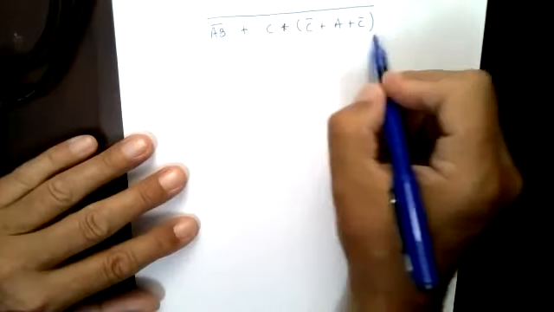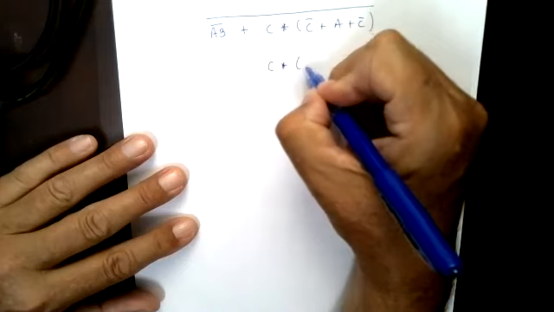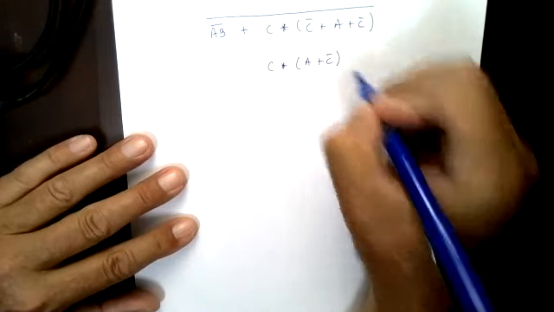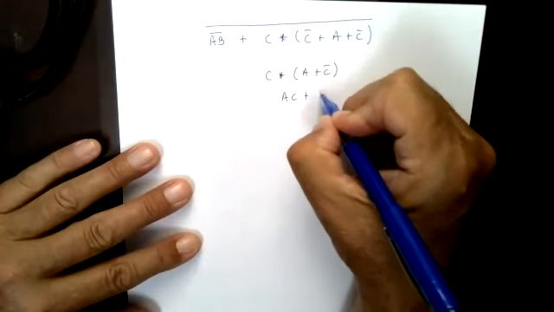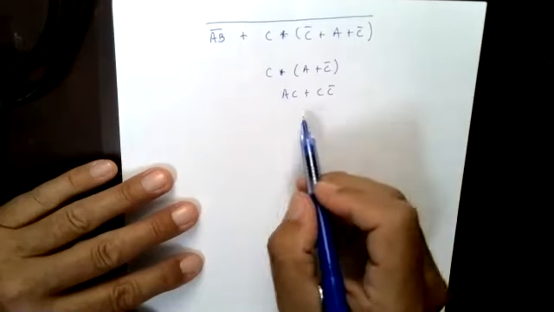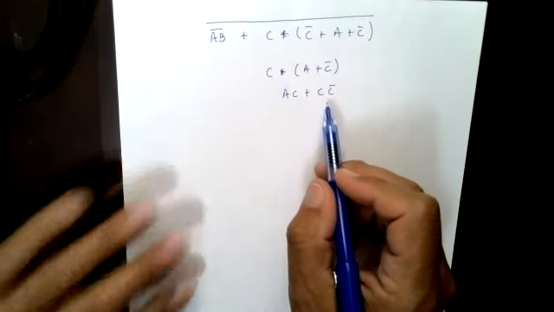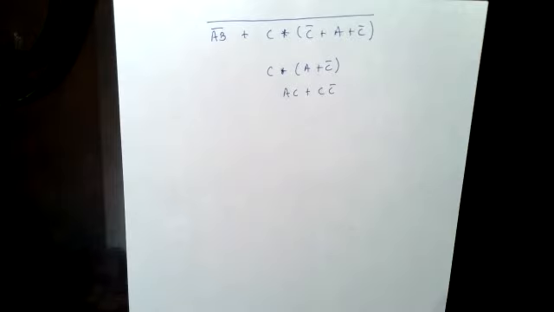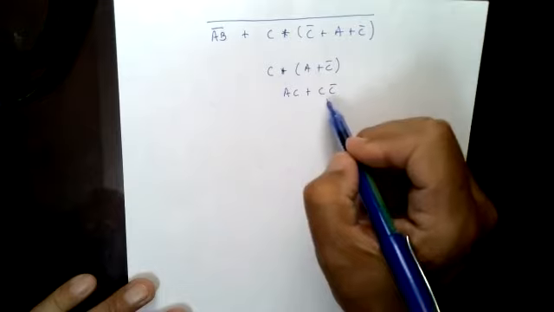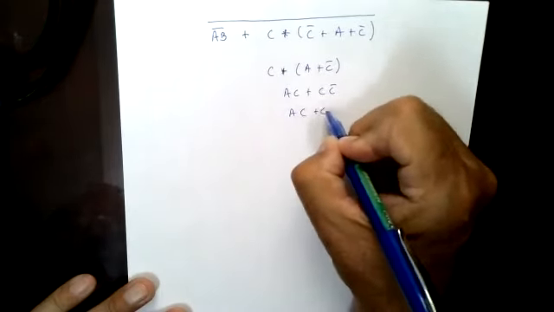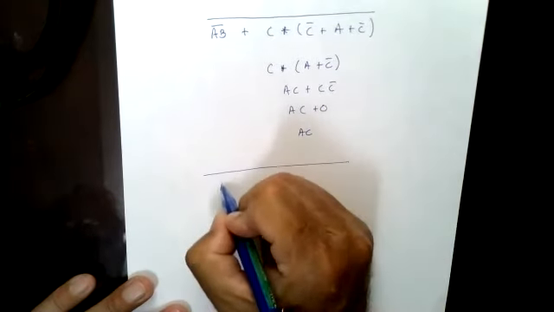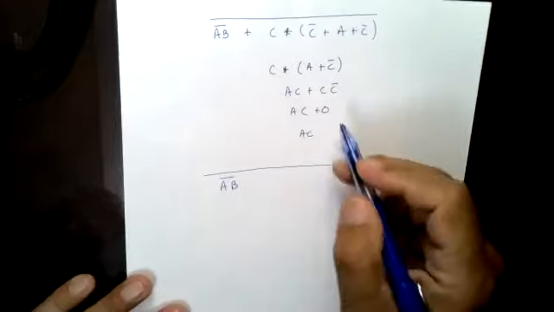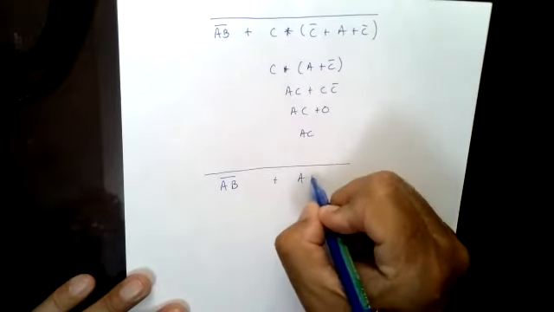So now I'm going to just take a look at what's here. C times A plus C naught. Agreed? Distribute: AC plus C C naught. What does C C naught become? Zero. So now I have AC plus 0, which becomes AC. So putting that back into my original problem, I have the not of AB plus AC.